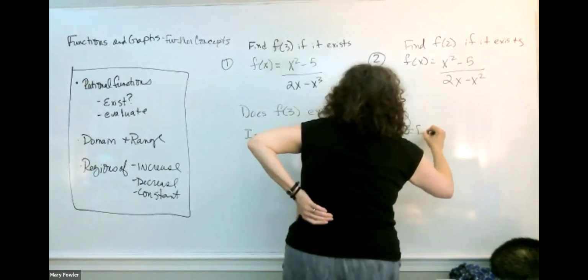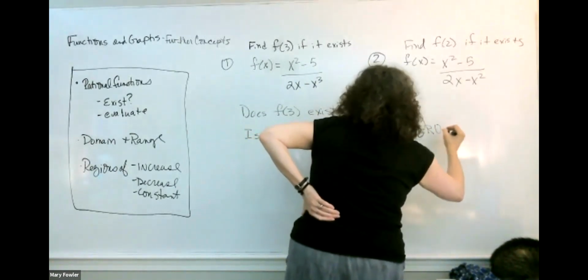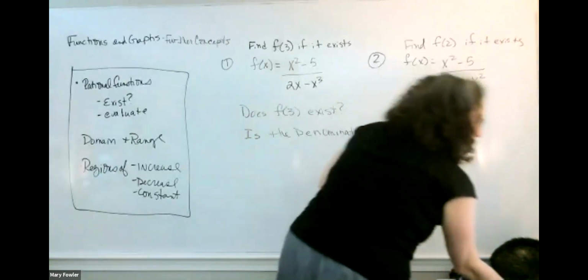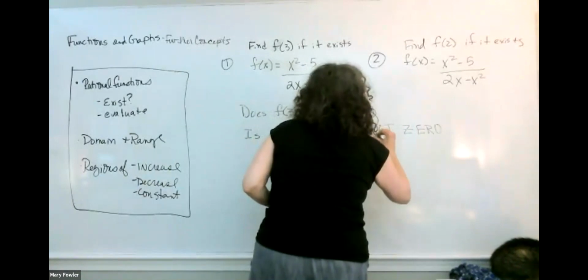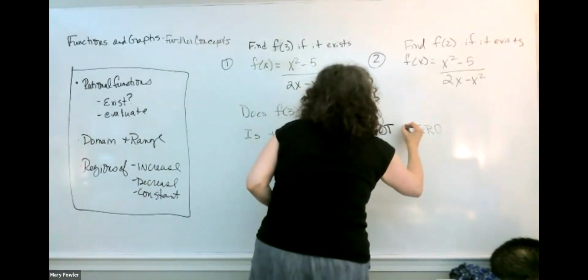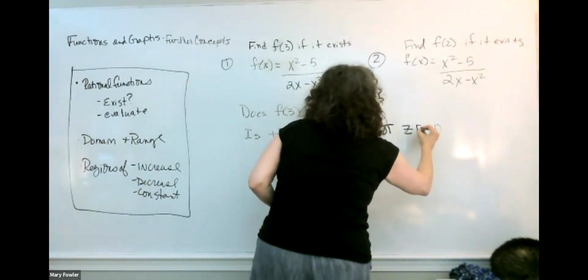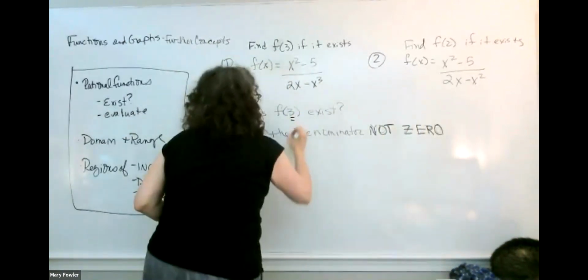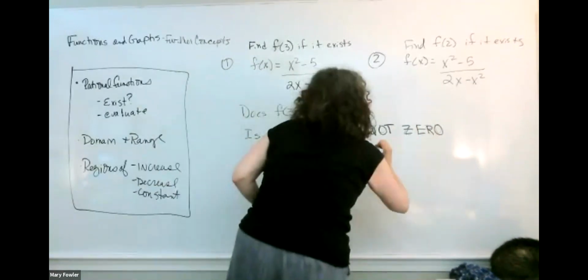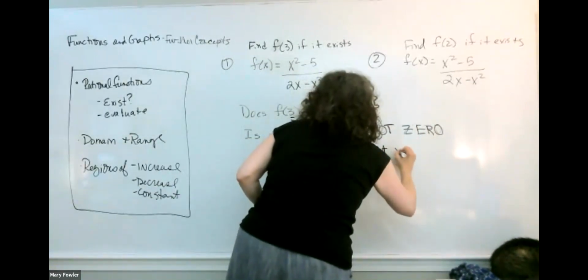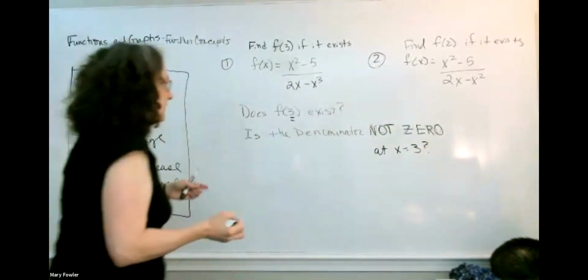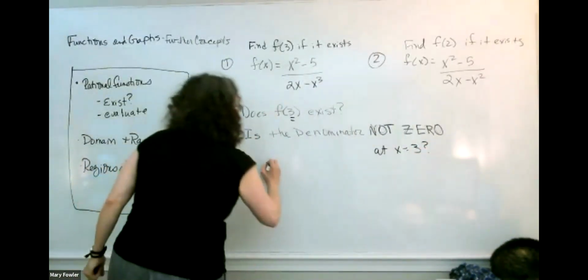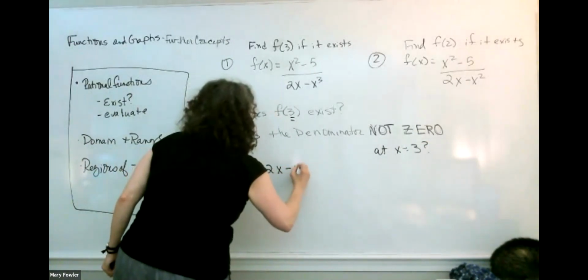Is the denominator not 0 at the x of interest, right? So is the denominator not 0 at x equals 3? Let's go ahead and look at the denominator, 2x minus x cubed.